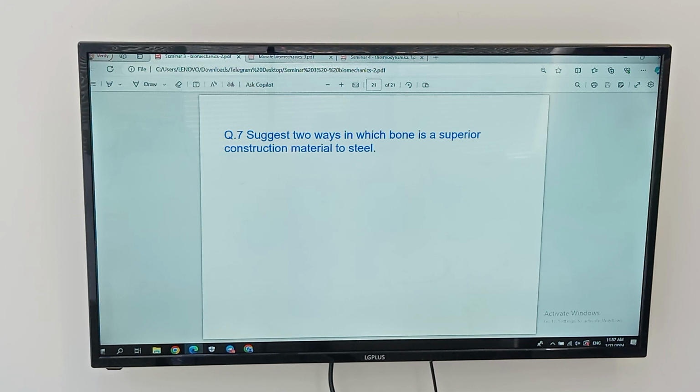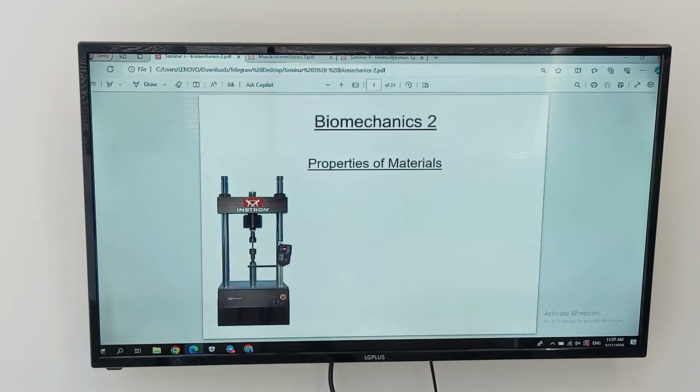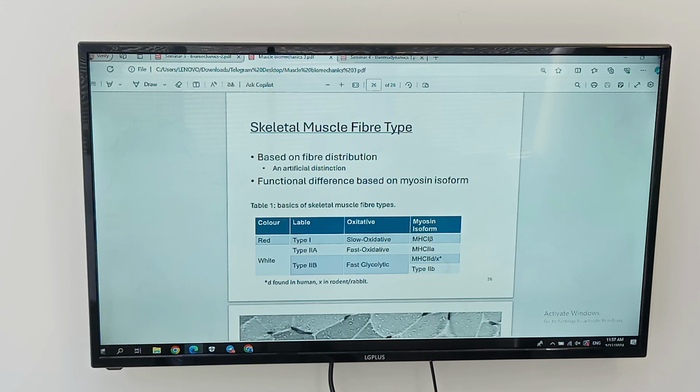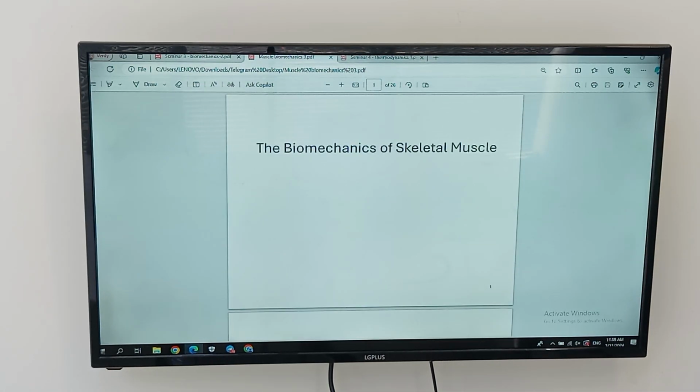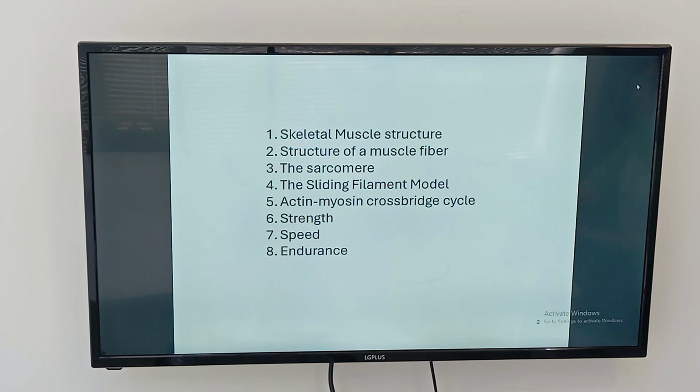Till here, the lecture of Hooke's laws is finished. We're going to move on to the second option, which is the biomechanics of muscles. In this lecture, we're going to learn about skeletal muscle structure, the structure of a muscle fiber, the sarcomere, the sliding filament model, the actin-myosin cross-bridge cycle, strength, speed, and endurance.